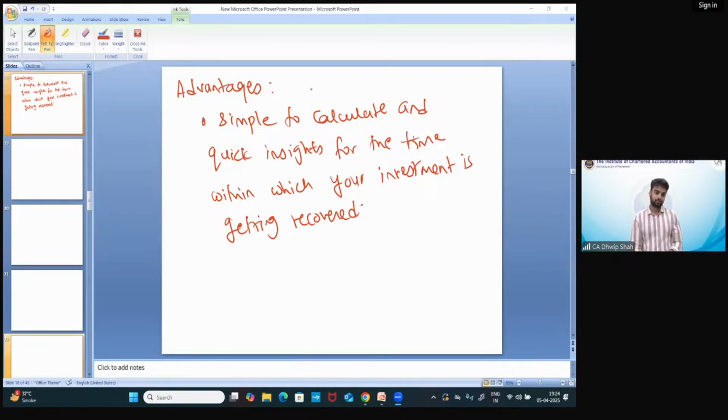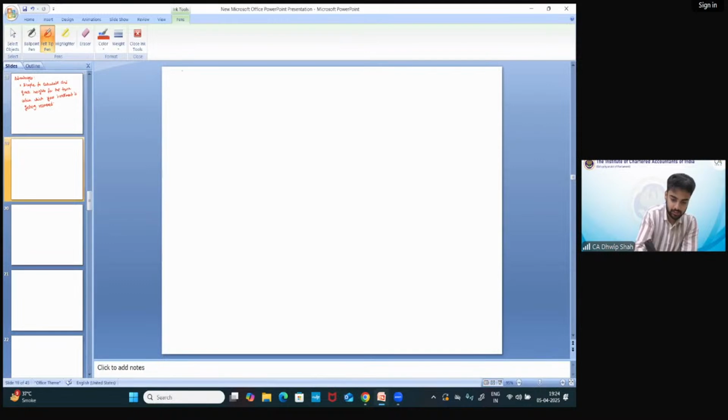ठीक है? Disadvantage. Disadvantage of payback period. One of the students rightly said that it ignores time value of money.